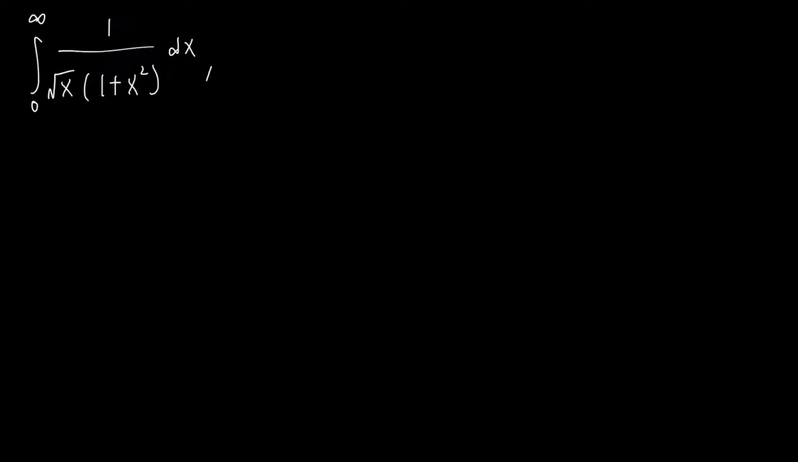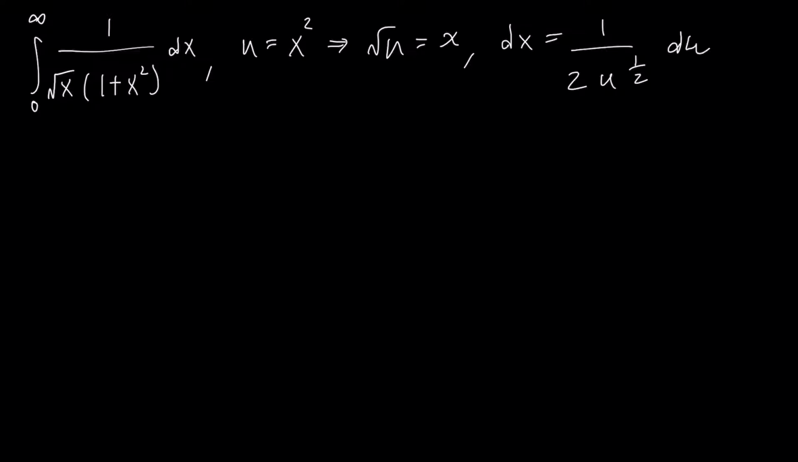Today we'll be doing the integral from 0 to infinity of 1 divided by the square root of x times 1 plus x squared dx. To start off, we'll make a substitution. I'm going to let u equal x squared, which means that the square root of u is equal to x, which means that dx is 1 over 2 u to the 1/2 du.